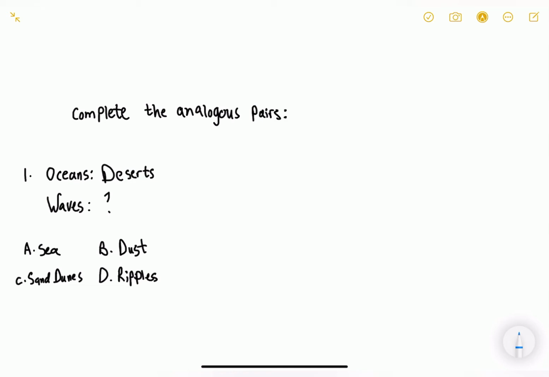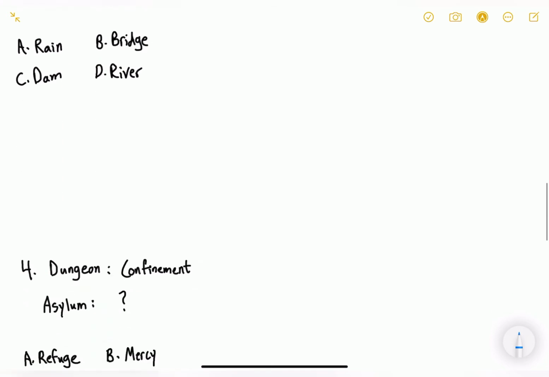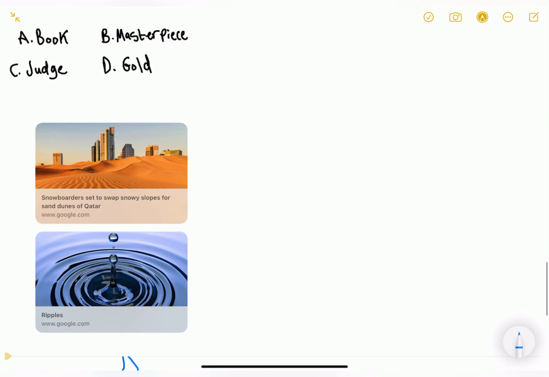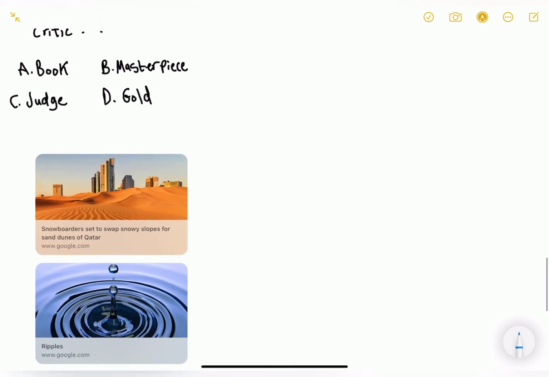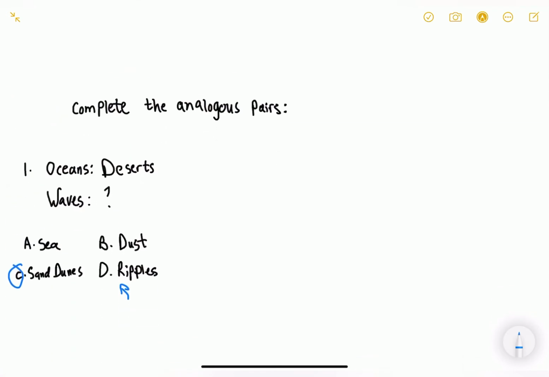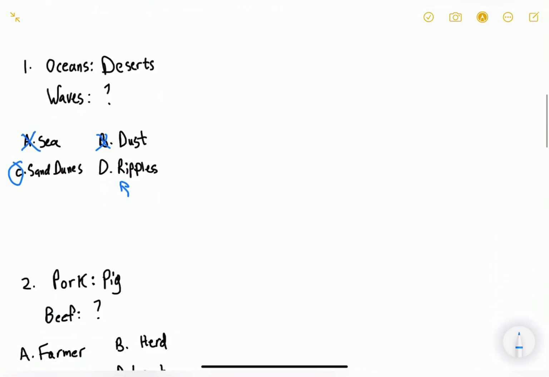The relationship between oceans and deserts is that we can replace it. Like if oceans were deserts, then waves would be sand dunes. Why? Let me show you what it looks like. A ripple looks a little like this, and this is how a sand dune looks. It looks a little bit like waves. That's why we chose sand dunes, because if oceans were deserts, then waves are sand dunes because they look like waves. And it has nothing to do with sea and dust because there's no relationship.